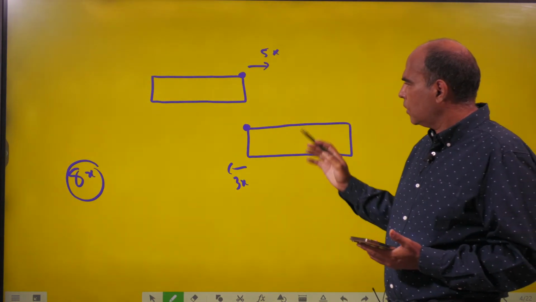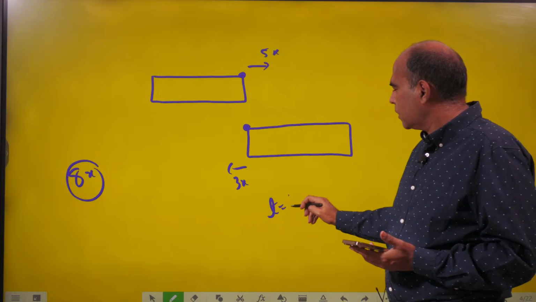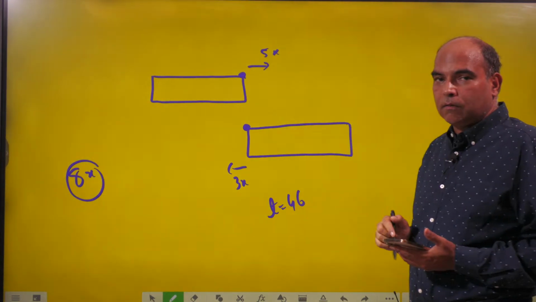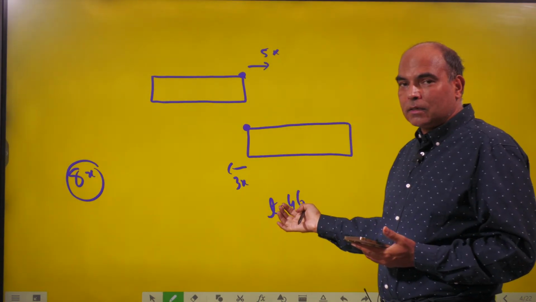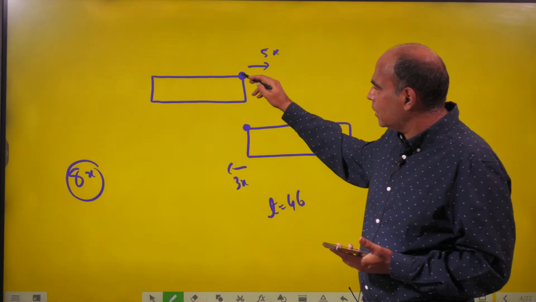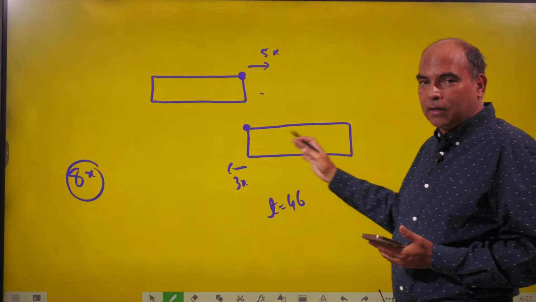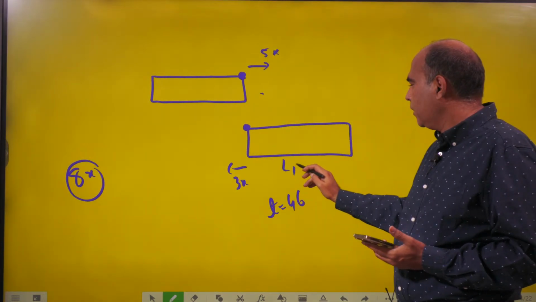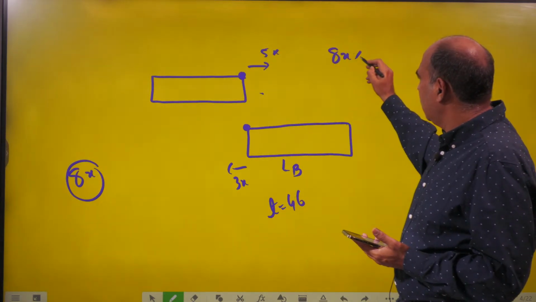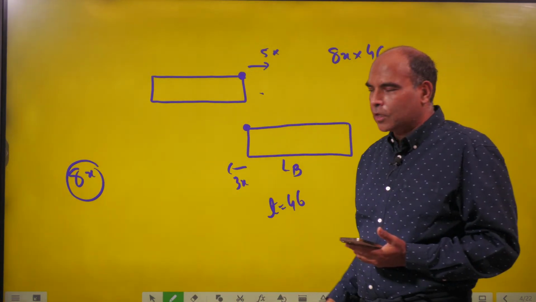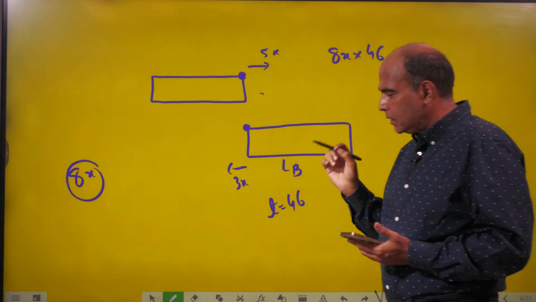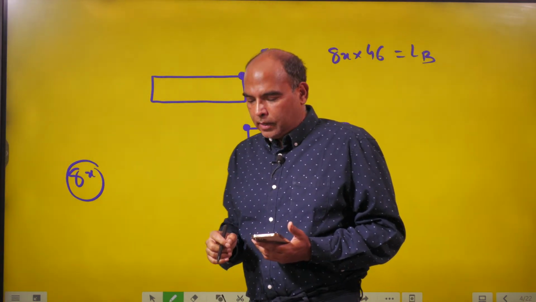So when you look at this, what has happened? What is happening in 46 seconds? The engine of this train is crossing the back of this train, which means this 46 seconds is representative of the time taken by this point of this train to cover the length of the second train. So if I talk about the length of B here, what I get is 8x into 46. I'm assuming that x is in meters per second. 8x into 46 is the length of train B. That's the first reaction in this question, right?